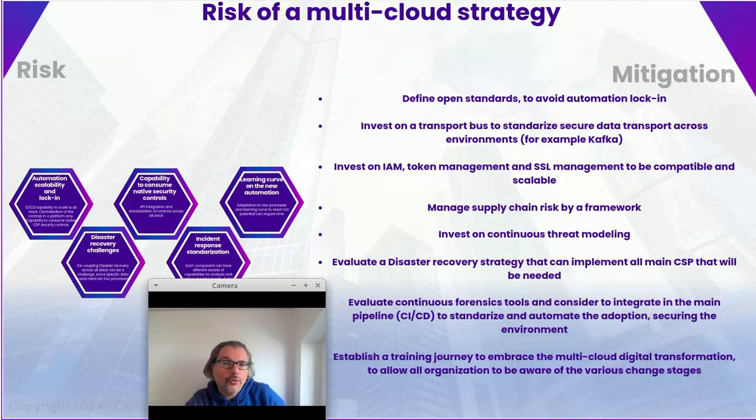Here is a quick walkthrough on how you can mitigate this risk. You need to avoid lock-in, you need to define open standards that allow that. Don't confuse infrastructure as code as the panacea for everything. You need to be 100% sure that you do have real automation across all types of services that you consume. Invest in the transport bus, I stressed that enough. Invest in IAM, token and SSL management to be scalable. Supply chain risk: map it, use a framework, be sure to see it.